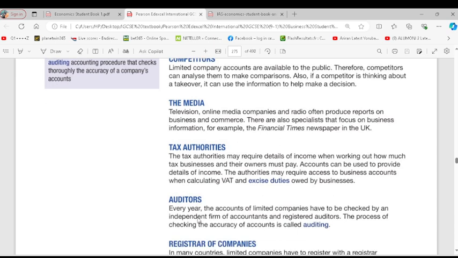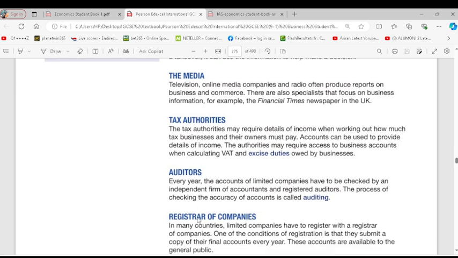Clear. The media, they need to publish information to the public. That is what they sell. They sell news. Media sell news. So, how do they get the news from? They get news from financial documents of businesses. Is it clear? Tax authorities.